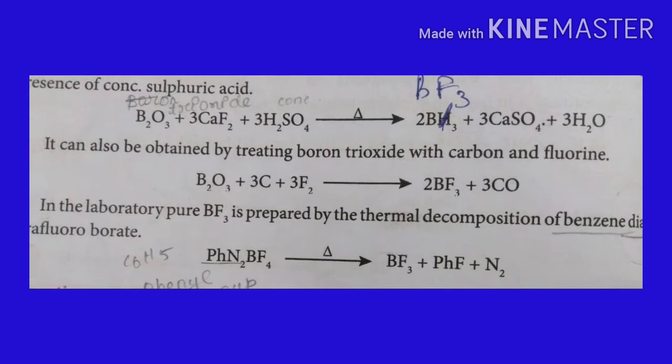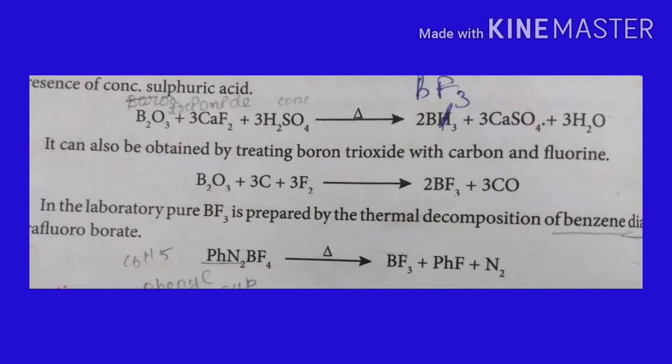Boron trifluoride is prepared by using boron trioxide, that is B2O3. When boron trioxide is treated with calcium fluoride in the presence of sulfuric acid, on heating you'll get boron trifluoride, BF3, with the elimination of calcium sulfate and water molecules. In your book, instead of BF3, it is printed wrongly as BH3. Afterwards, you can change that.